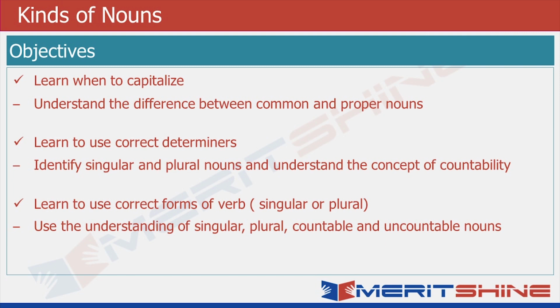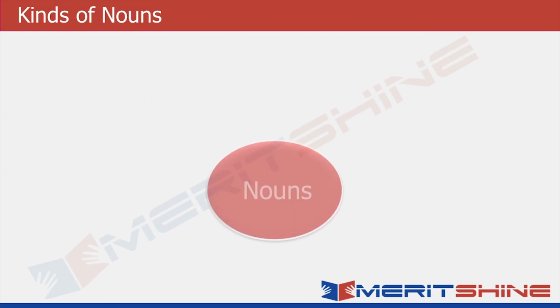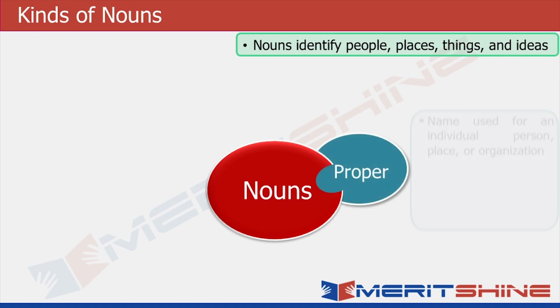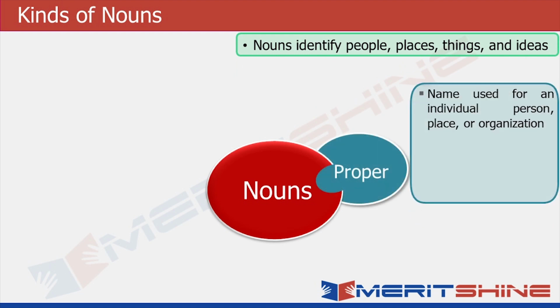Let us discuss the first classification of nouns. This places a noun into one of the 5 categories: proper, common, material, abstract, or collective. A proper noun is the name of a person, place, or organization. It always starts with a capital letter.